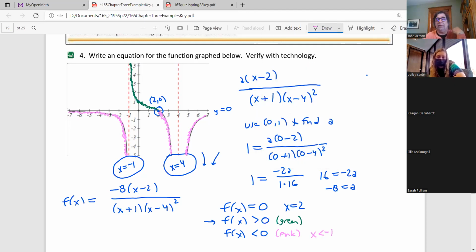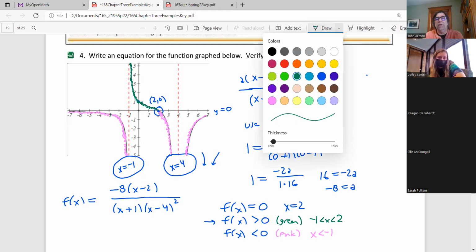So I just write x is less than -1. We get change at -1. One side was going down, the other side's going up. So from -1 to 2, the graph is above the x-axis. At 2, it's equal to 0. From 2 to 4, the graph is below the x-axis again.